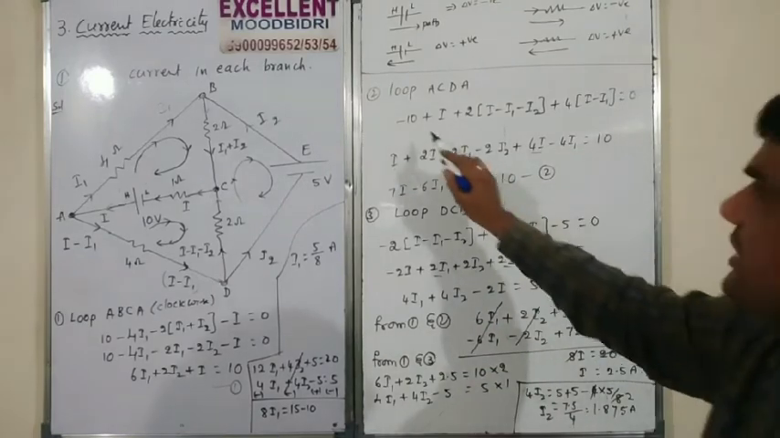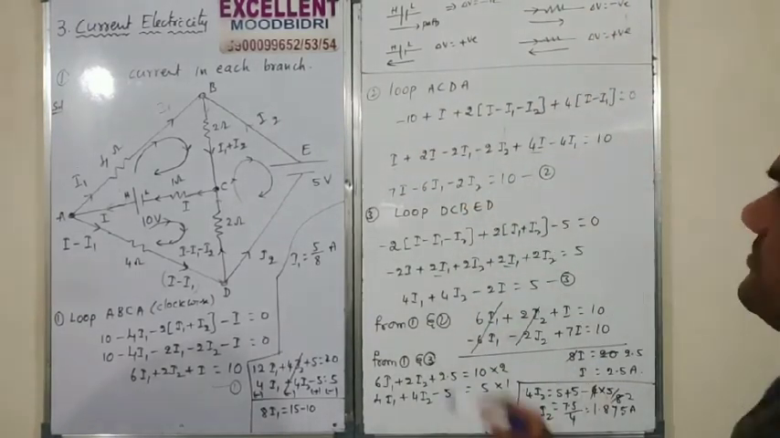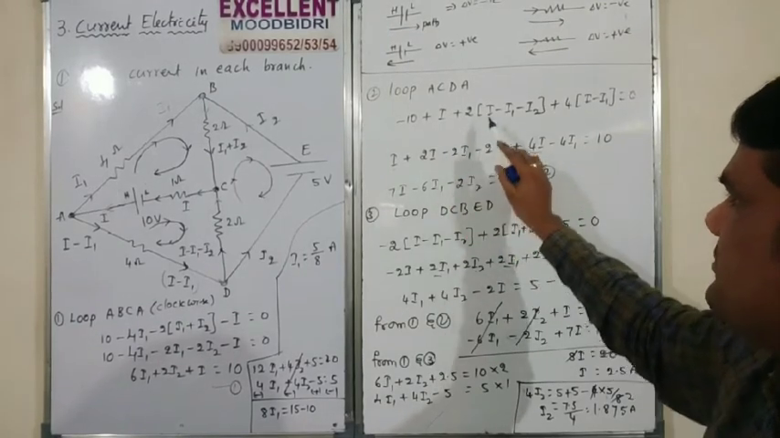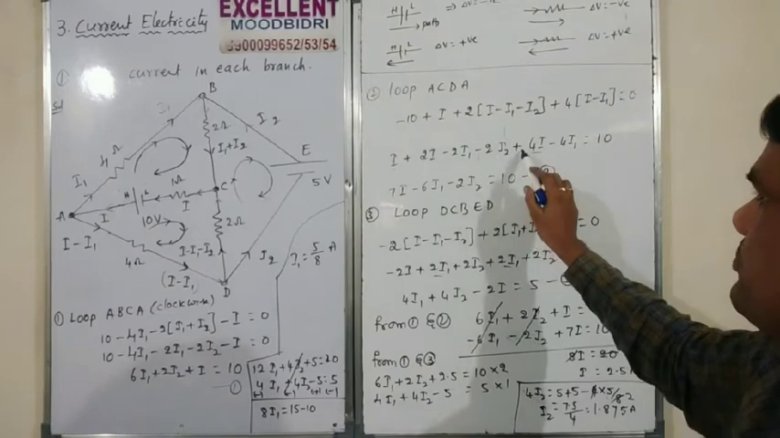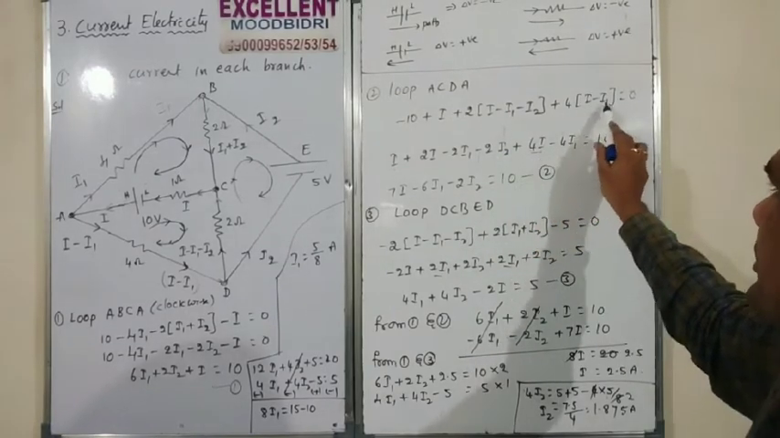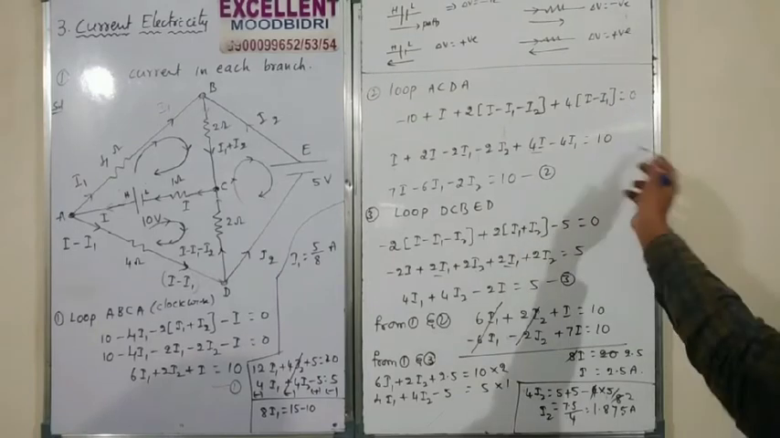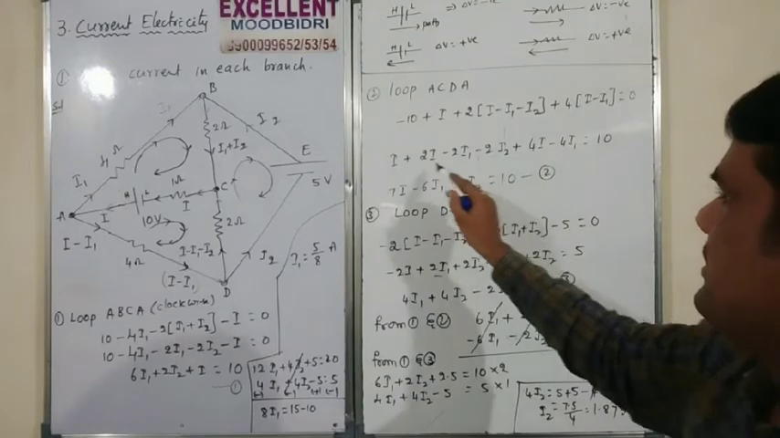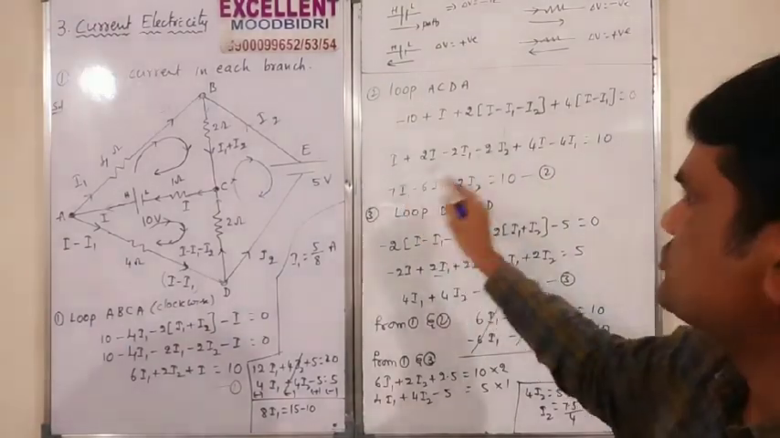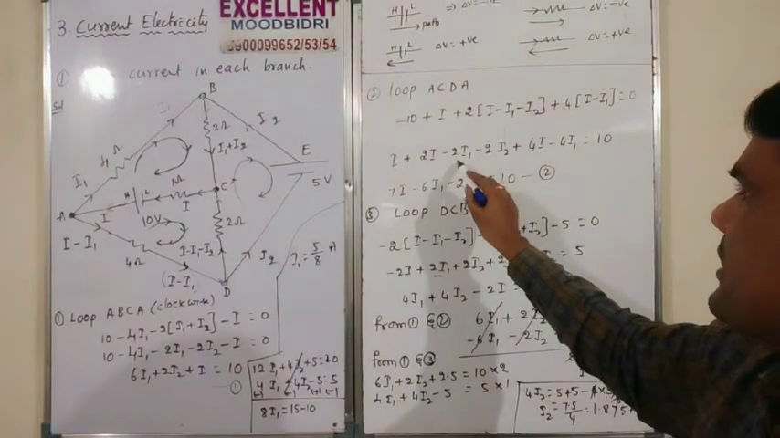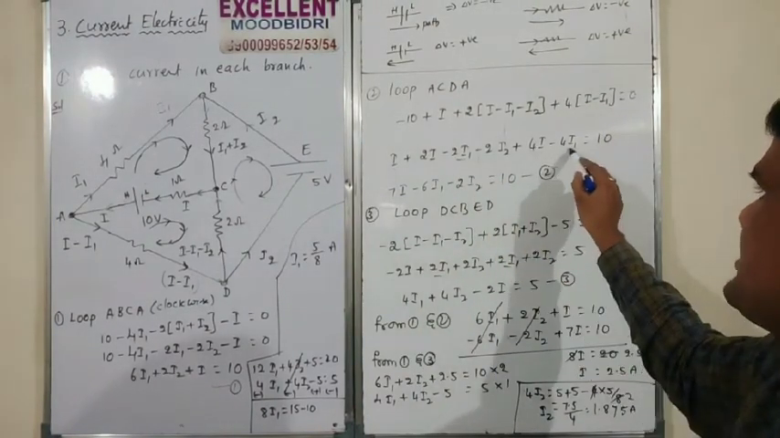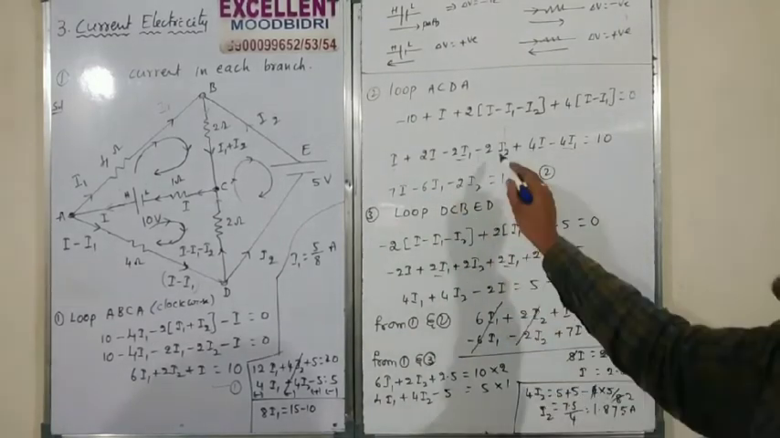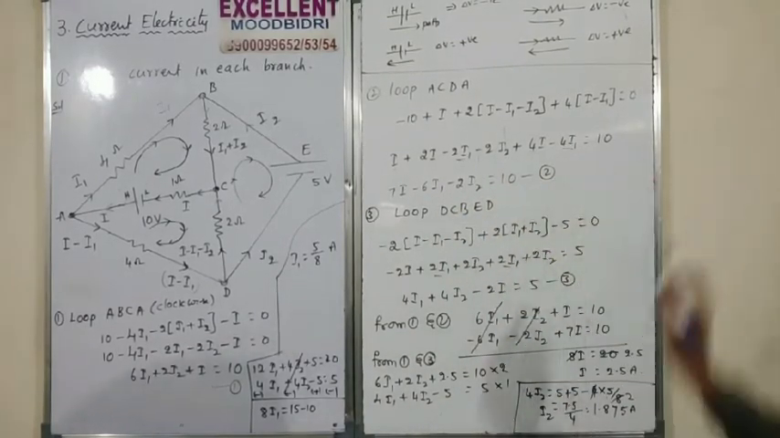Now this 10 transfers to that side and becomes plus. So 2I minus 2I1 minus 2I2 plus 4I minus 4I1 is equal to 10. Now we can add: 4I plus 2I plus 1I gives total 7I. Next, minus 2I1 minus 4I1 is minus 6I1. Next minus 2I2 is equal to 10. That is equation number 2.